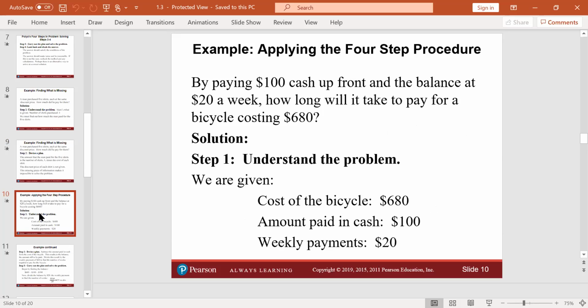Well, this is going to assume there's no interest, because normally, especially if they give you the bike and then you just make payments on it, there's an interest rate. And we'll talk about interest in more detail later. But assuming there's no interest and we're just paying off $20 of the balance each week, the cost of the bike is $680. We're paying $100 right up front. So $680 minus $100, there's $580 left to pay off. And we're going to be paying that off at $20 per week.